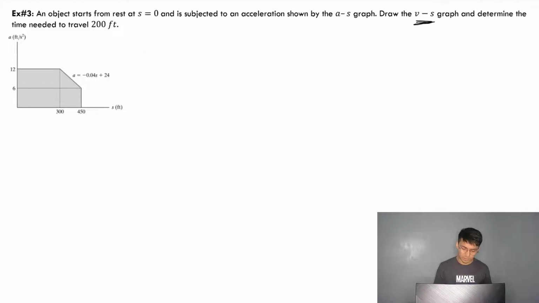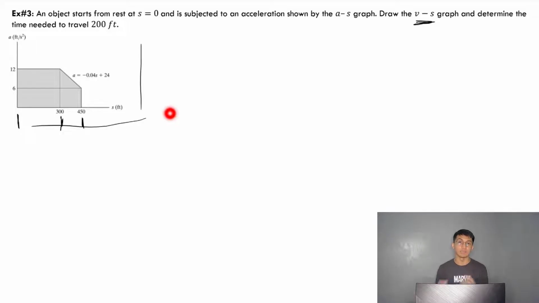Kung mapapansin natin dito sa graph, there's only one equation. But dalawang part ng motion ang gagawin natin dito. Ito yung unang part natin, from 0 to 300 feet, and from 300 feet to 400 feet. Remember, sa AS graph natin, hindi na time. Wala na tayong time dito.